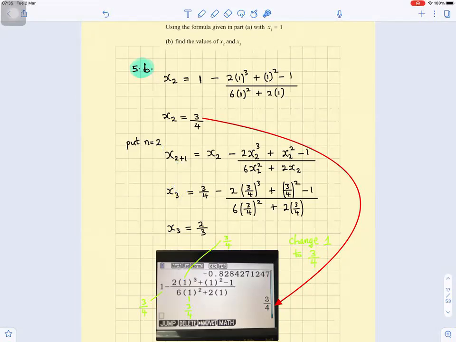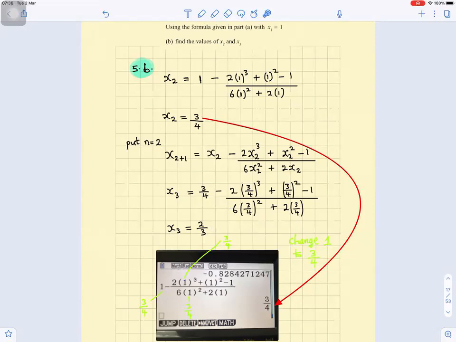Now, using that formula, we know x2 is 3 over 4. So we put 3 over 4 in there, 3 over 4 there, 3 over 4 there, and 3 over 4 in there. Put it all in your calculator. You get x3 to be 2 over 3.